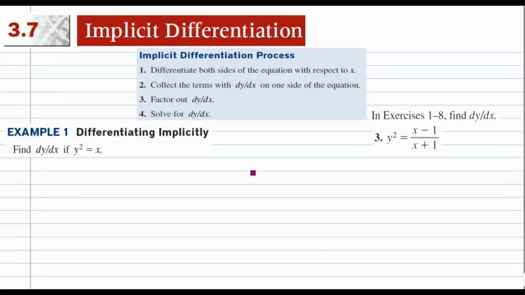This is the screencast for section 3.7, example 1. Implicit differentiation. Now, the word implicit means implies, and I kind of think that that is related to the fact that you've been doing this all along. Okay, let me show you what I mean.